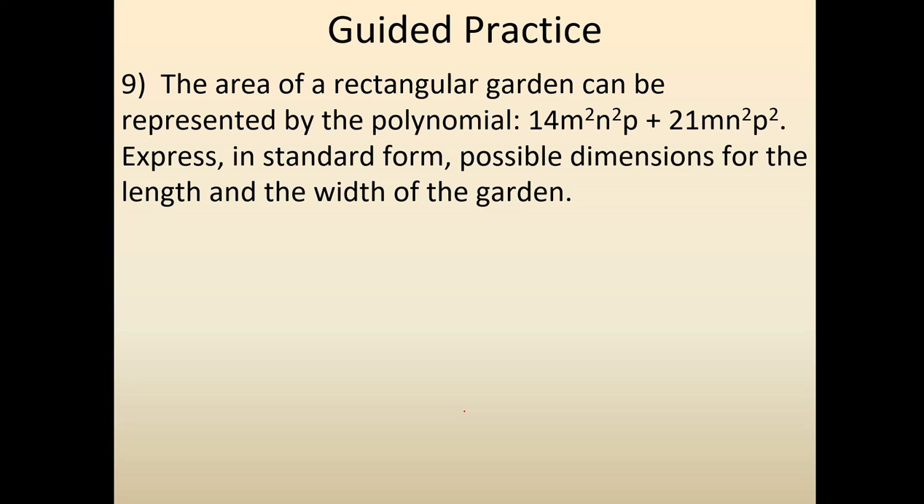All right. So what they want us to do is figure out the dimensions of the length and width based off the area. Basically, what we have to do is find the greatest common factor. So 14 and 21, I already know that the greatest common factor is going to be 7. M is shared by both of these terms with the smallest exponent 1. N squared is shared by both. And p is shared with the smallest exponent 1.